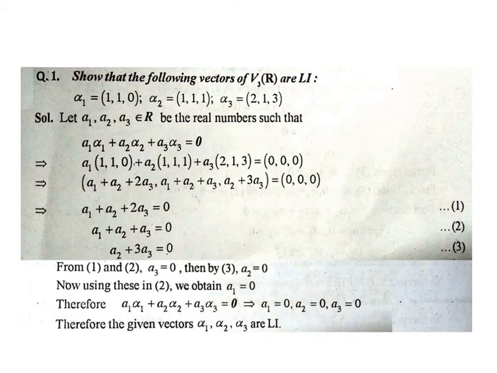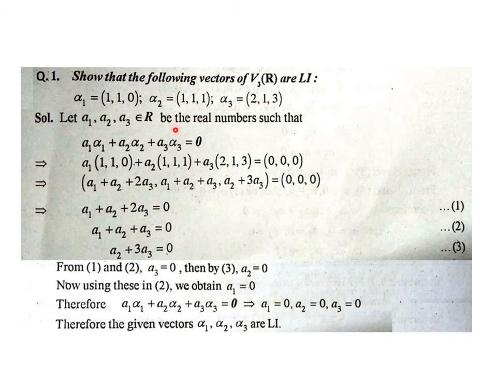Now we can discuss several problems regarding the previous slide, that is proving LI or LD vectors for a set of given vectors. Like here question number 1, show that the following vectors of V3(R), that is triplets, are LI. V3(R) means a vector space where vectors will be given in the form of triplets, and alpha 1, alpha 2, alpha 3 are 3 vectors, all triplets: (1,1,0), (1,1,1) and (2,1,3).